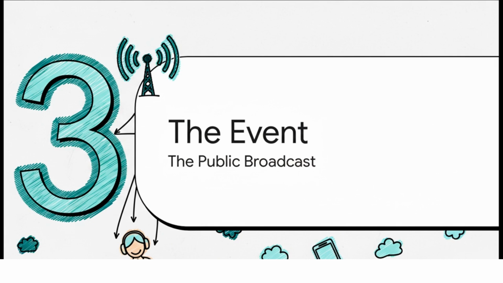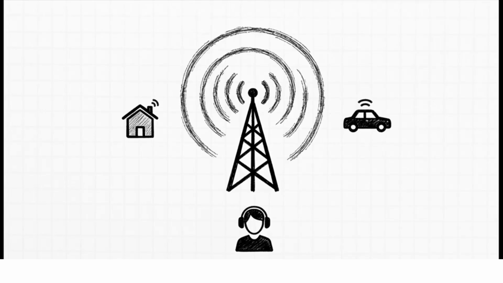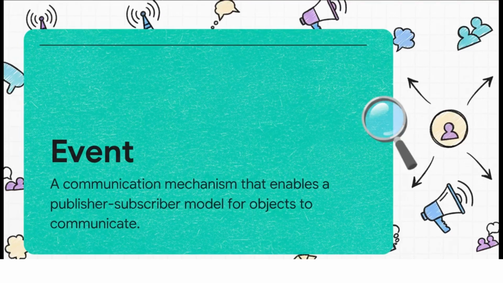Now, let's bring in our second suspect, the event. And if the delegate is a personal planner with a specific list, the event is something much, much bigger. It's more like a public broadcast system. Just think about a news agency when a huge story breaks. They broadcast it out on every channel. The agency has no idea who's watching at home, who's listening in their car, or who's seeing it on their phone. They just send the signal out there.